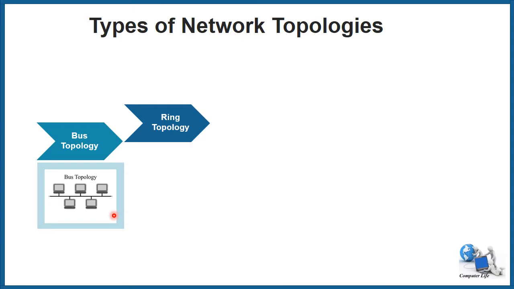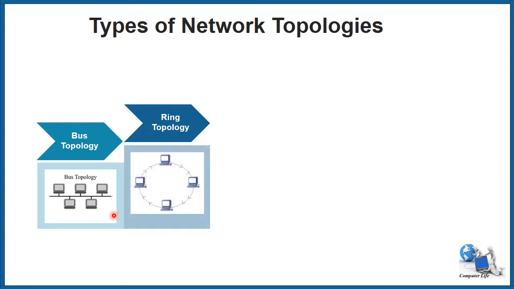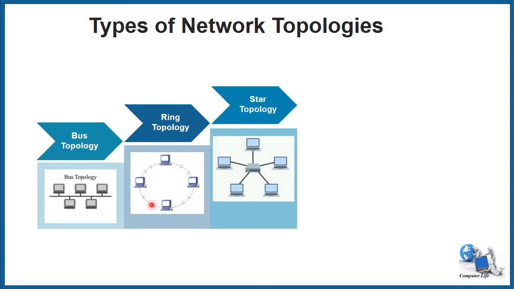The picture of the ring topology is as, and you can note that all the systems are connected in a ring format. The next one is star topology. In this topology, all the clients or computers are connected with the central hub, which is known as server, and all the computer systems can access anything from the server.